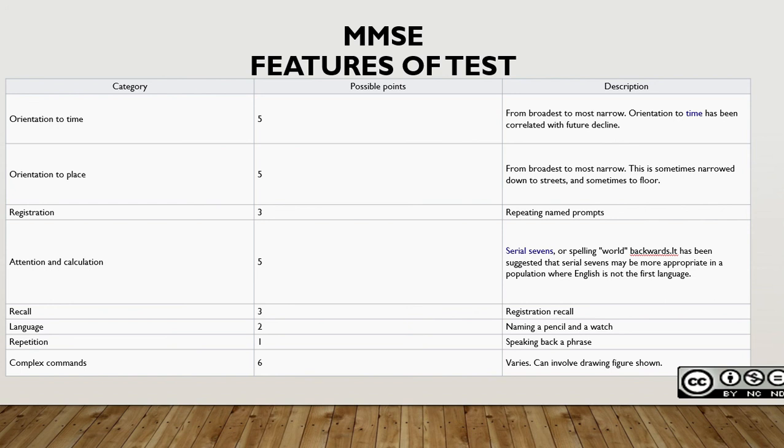Registration 3, attention and calculation 5. Recall, the maximum points you can give is 3. Language 2, repetition 1, complex commands is 6.